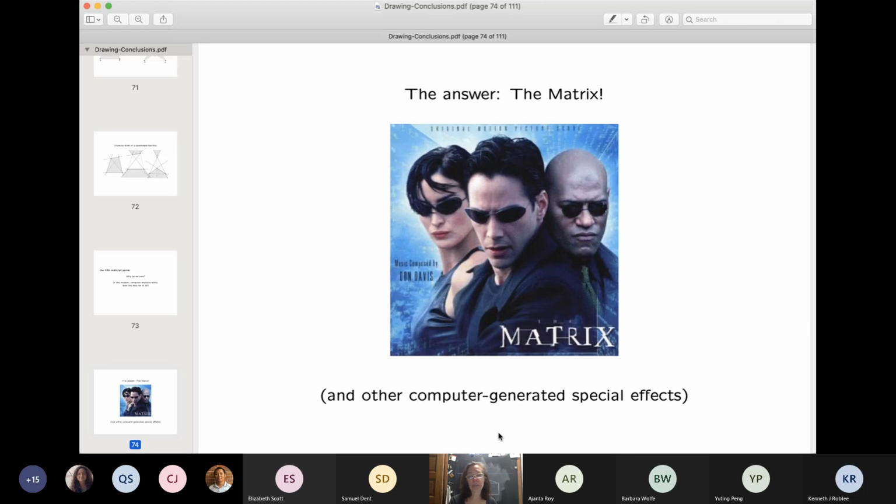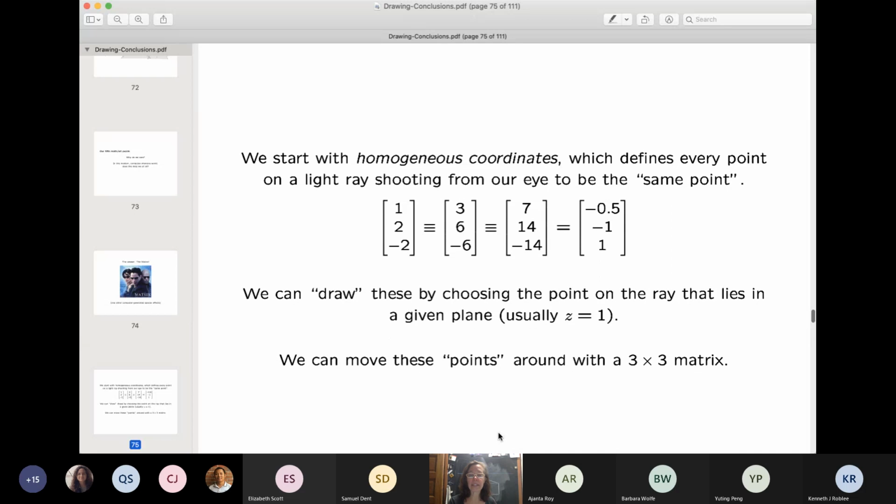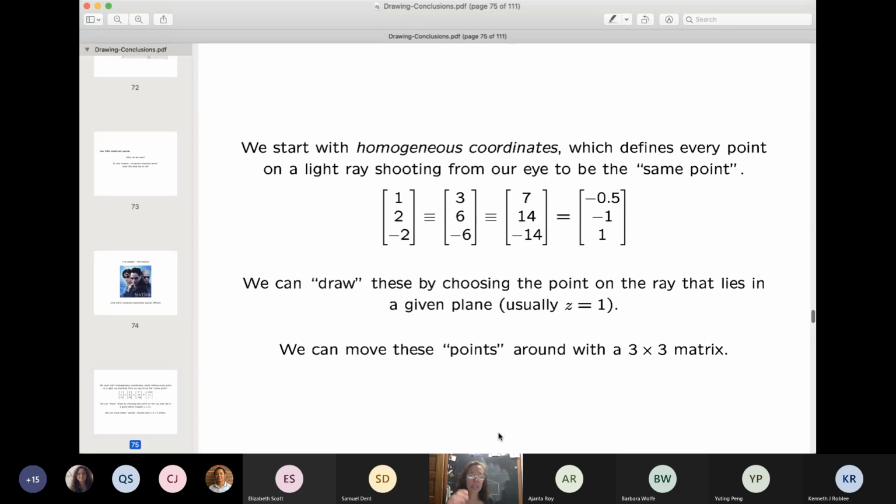pictures using computers, we use cool computer graphics. The way that we do this is we assume that every single thing on this light ray shooting out of our eyeball is the same point. So you can sort of think of these as vectors, but I want to think this vector, which is 1, 2, -2, is the same thing as 3, 6, -6, because you just multiply by 3, or you can multiply by 7, or you can multiply by -1. All of these vectors shooting out of my eyeball give you the same point.